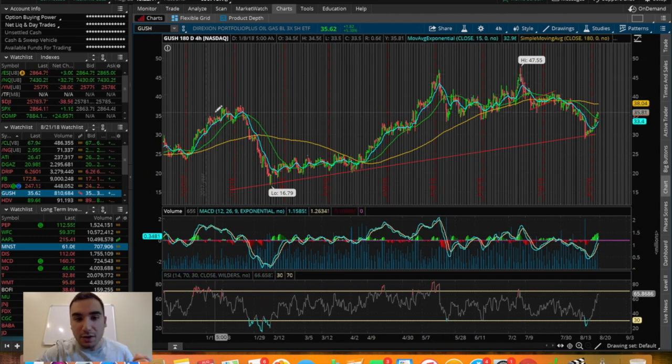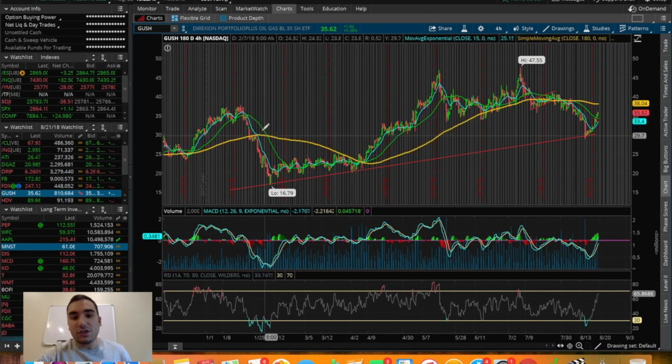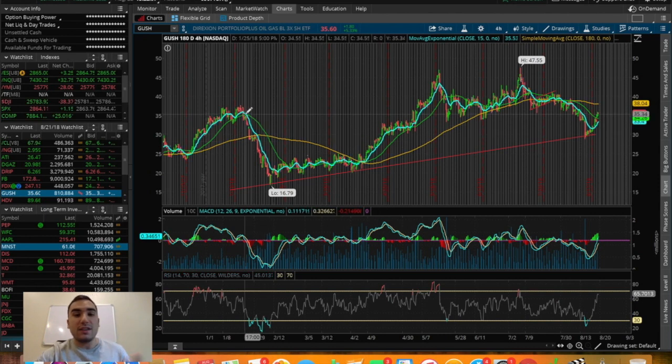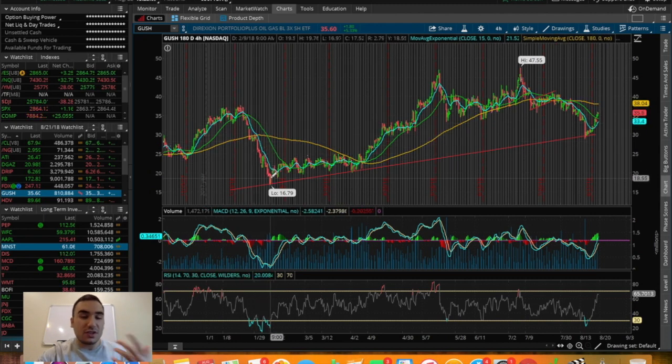And we can see that here when the 50-day SMA crosses below the 180-day SMA, that indicates that the price is in a downtrending or a bearish formation. And we can see that here once it broke below the 180 here, the price of GUSH was downtrending from 36 all the way down to 16.